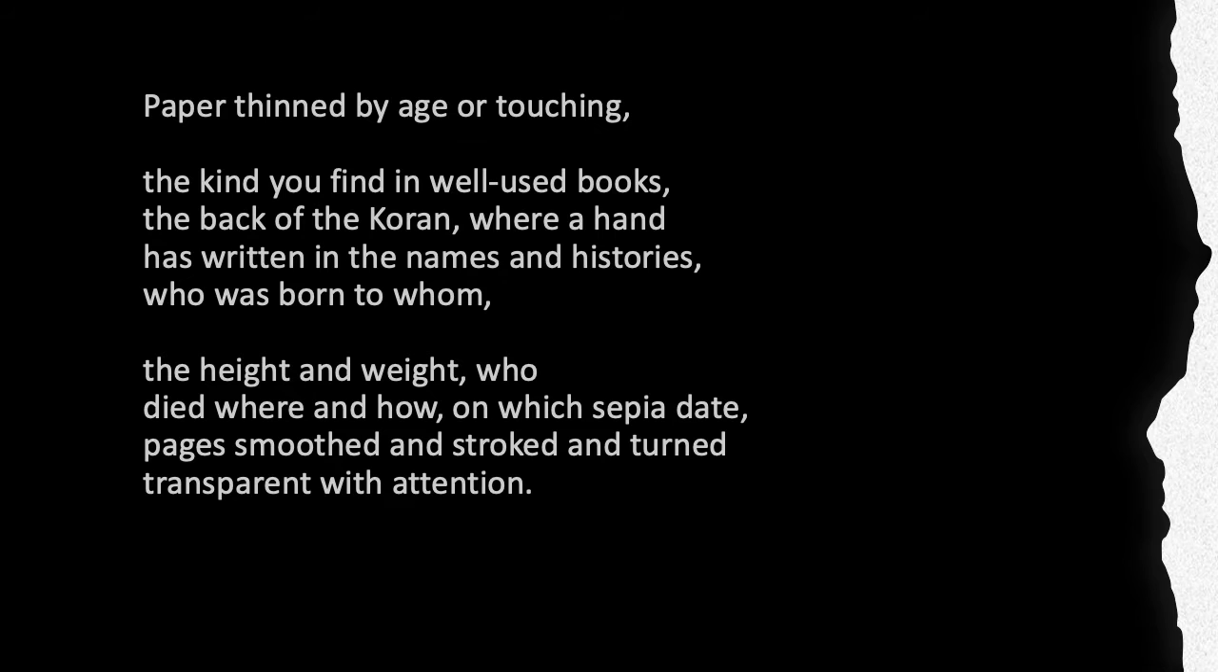So let's read on. Paper that lets the light shine through, this is what could alter things. Paper thinned by age or touching, the kind you find in well-used books, the back of the Quran, where a hand has written in the names and histories, who was born to whom, the height and weight, who died where and how, on which sepia date. Pages smoothed and stroked and turned transparent with attention.